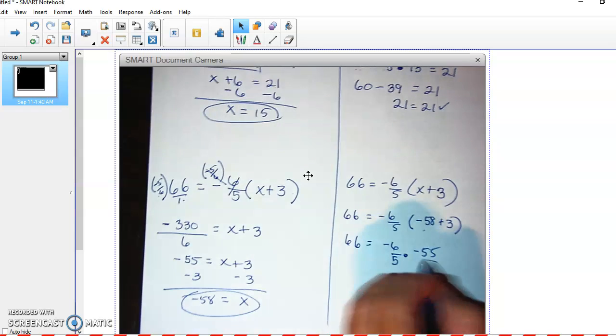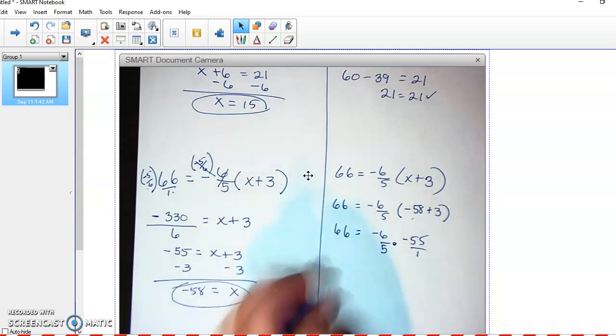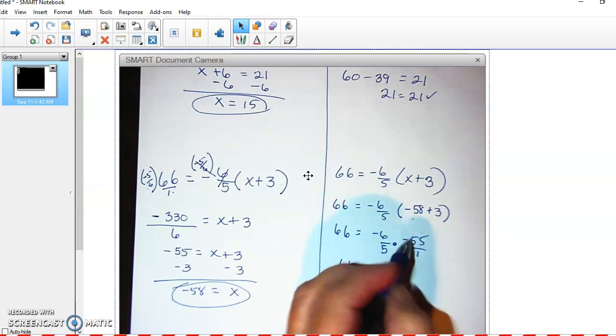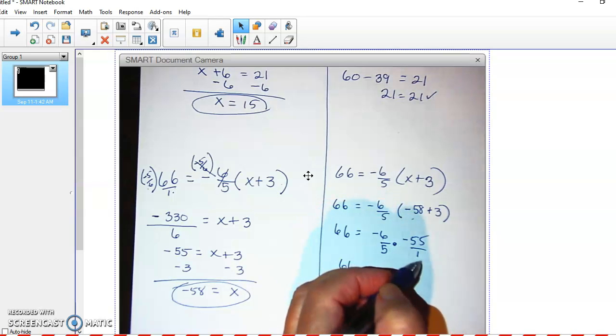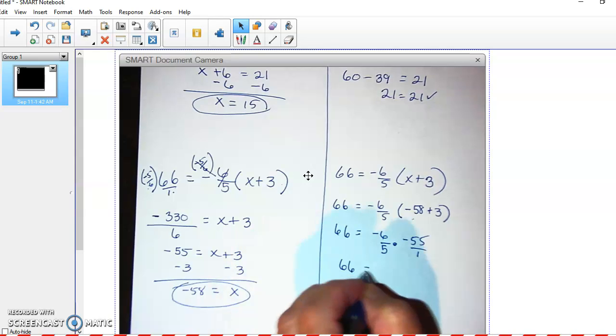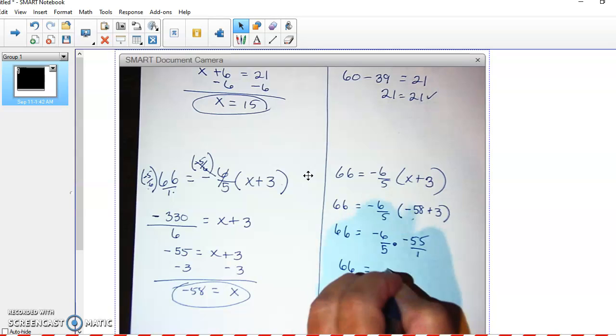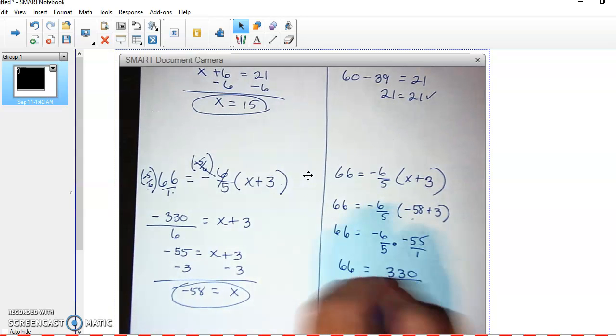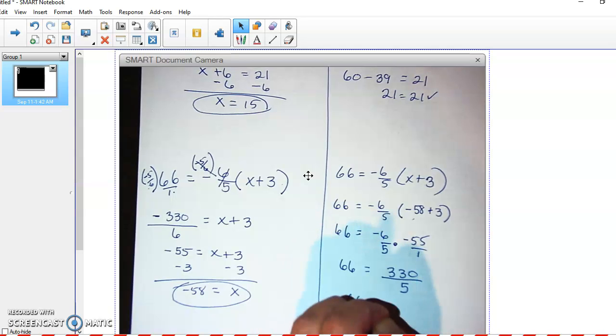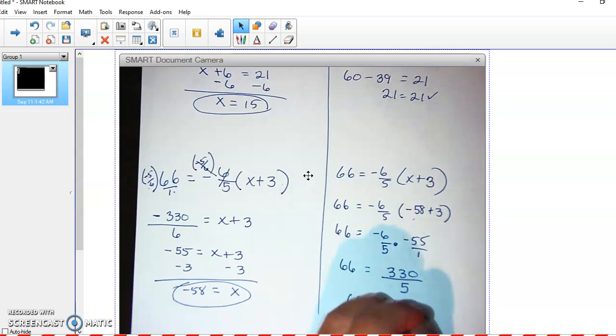We're going to multiply this side, so I can change it into over 1. I didn't change it because negative 55 divided by 1 is really negative 55. So negative times a negative is positive, and 6 times 55 is 330. 5 times 1 is 5. And 66 is equal to 330 divided by 5, which is 66. So it balances.